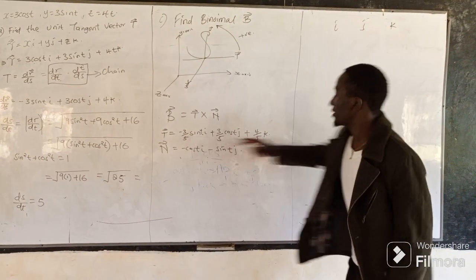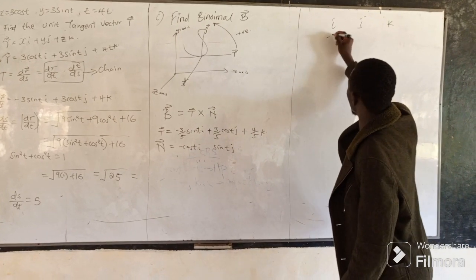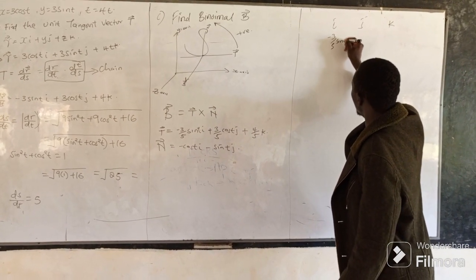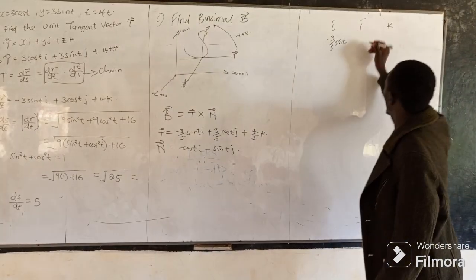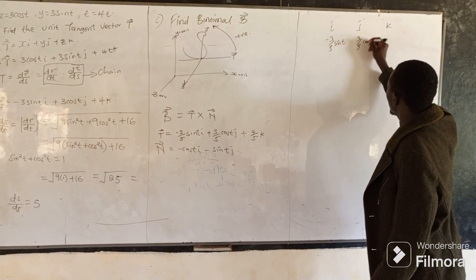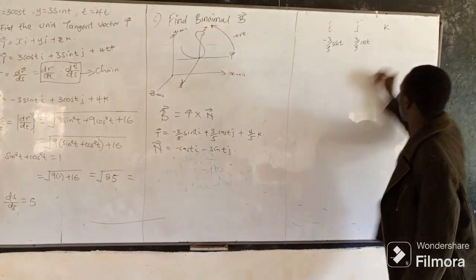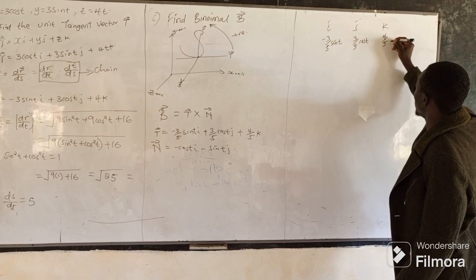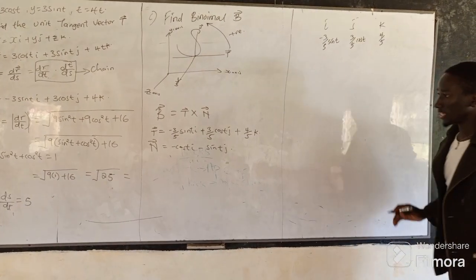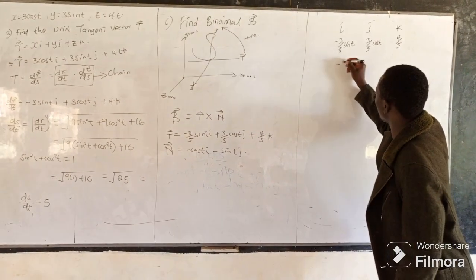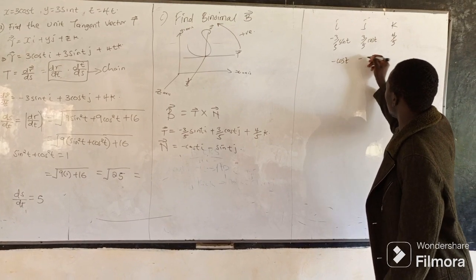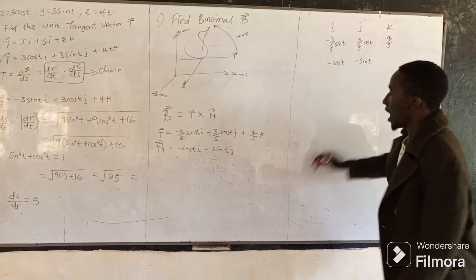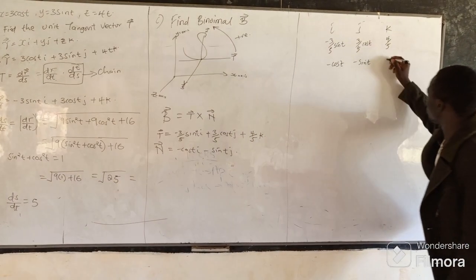Then I take the value of the tangent, that is negative 3 over 5 sin t, 3 over 5 positive cos t, and 4 over 5. And 4 over 5 is the constant. Then the value of N, I'm having negative cos t, negative sin t. I don't have the value of the z-axis, so it will be 0.